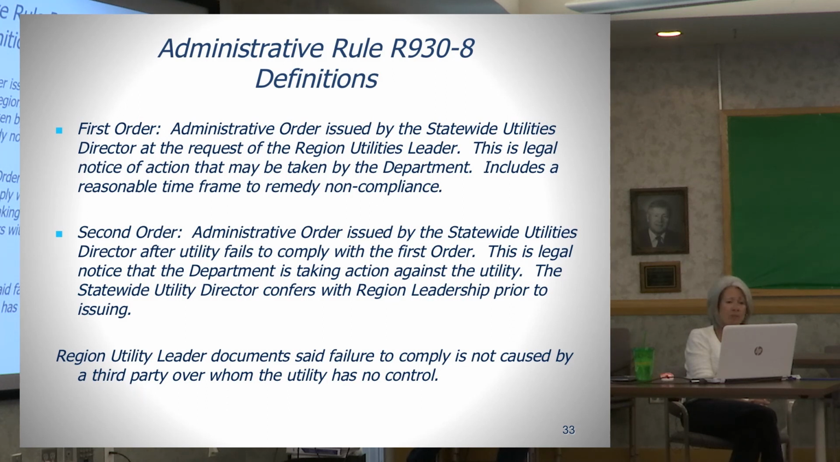Second order is issued after a utility fails to comply with the first order. It's legal notice that the department will take action against the utility company, and the statewide utility director confers with region management before an order reaches that level. The region leader responsible for the project in that region is responsible to determine that it wasn't anything caused by a third party, that the utility company couldn't meet their obligations.